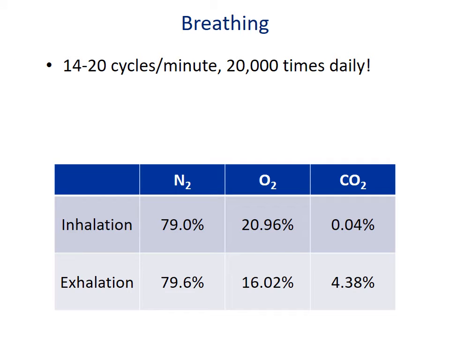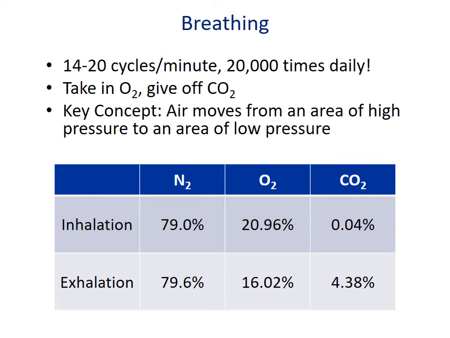So now we're going to talk about respiration, or the process of breathing. So we breathe 14 to 20 cycles a minute, which means we breathe about 20,000 times every day. And when we breathe, we take in oxygen and we excrete or give off carbon dioxide. A key concept here to note is that air is always going to move from an area of high pressure to an area of low pressure. So when we breathe, what we're actually doing is changing the pressure in our lungs to be either lower than or higher than atmospheric pressure outside of our body.